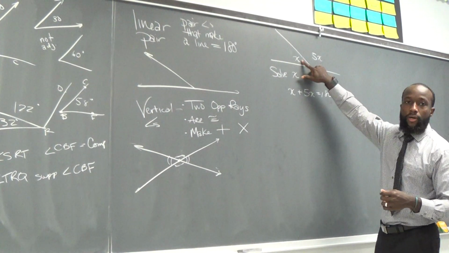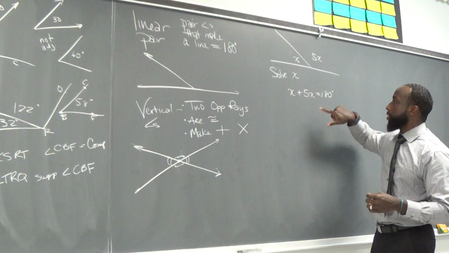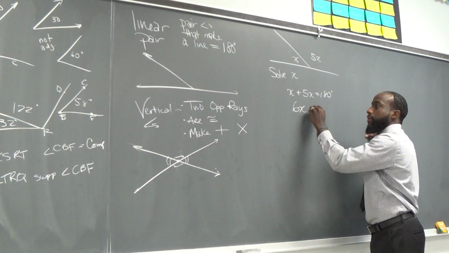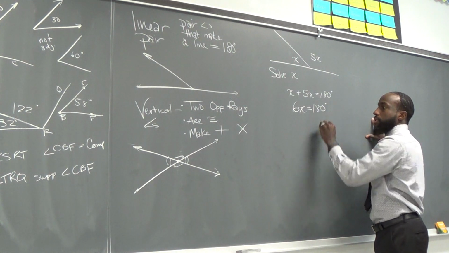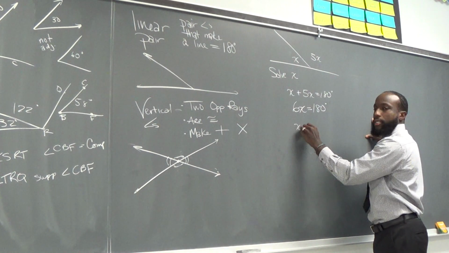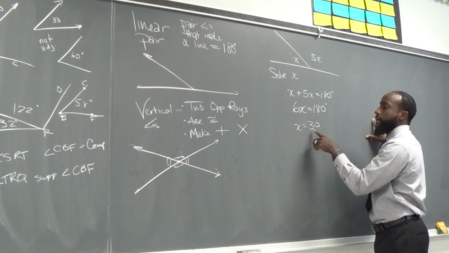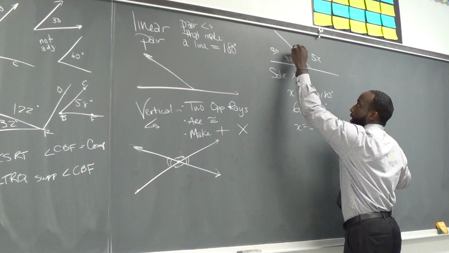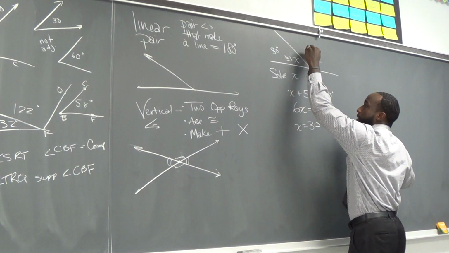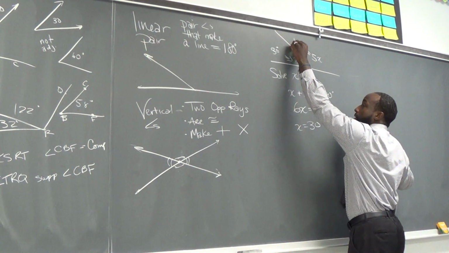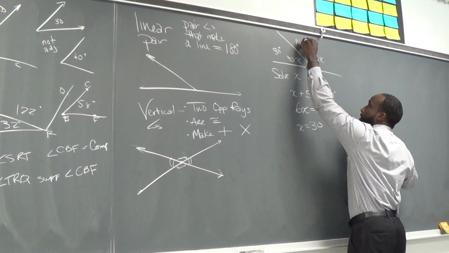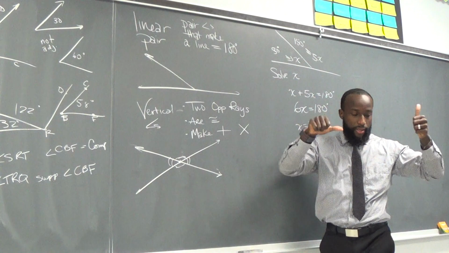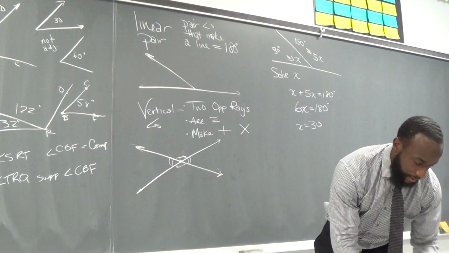So these two angles are a linear pair, right? So you set them equal to 180. So we keep going, 6x equals 180. So then x equals how much? 30. If x equals 30, then this angle is 30 degrees, and this angle is how big? 150 degrees. We all good with that? Yeah. Let's see if we got any more.